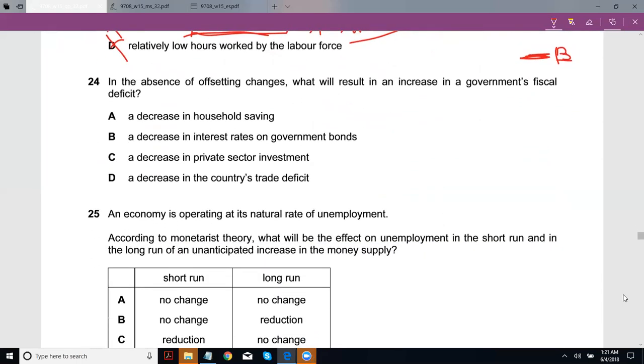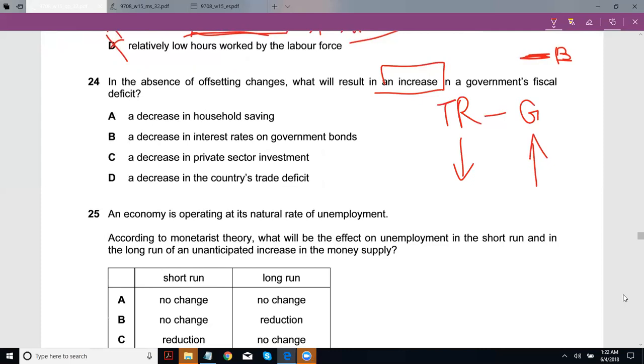In the absence of offsetting changes, what will result in an increase in the government's fiscal deficit? So the fiscal deficit again was your tax revenue minus your government expenditure. So you want to increase this, which means you want to make the deficit more negative. So you want tax revenue to either decrease or government expenditure to increase so that it goes even more into a deficit.